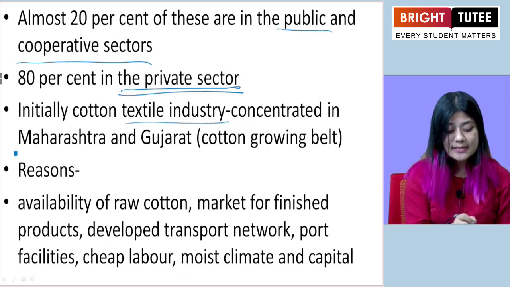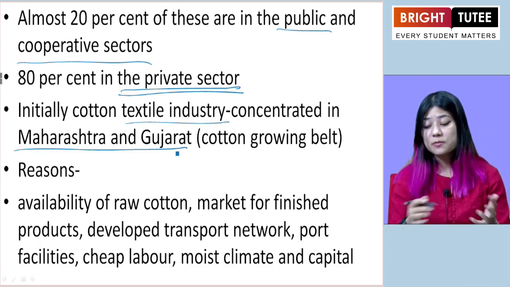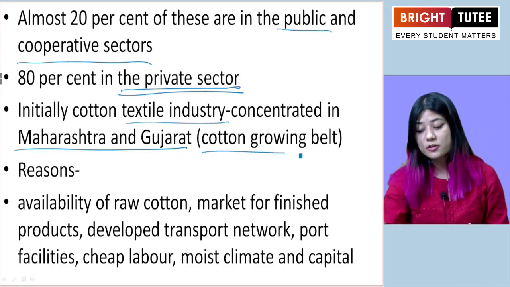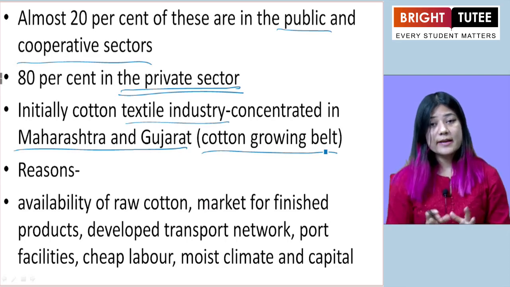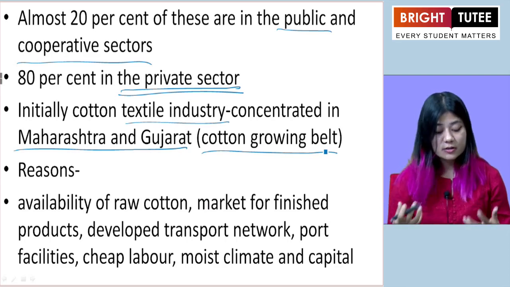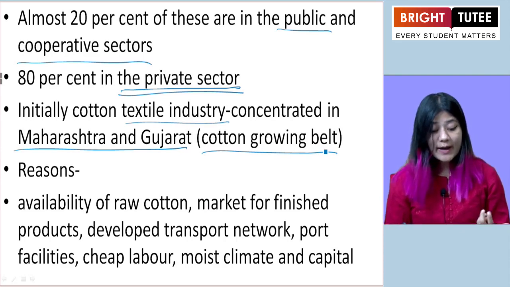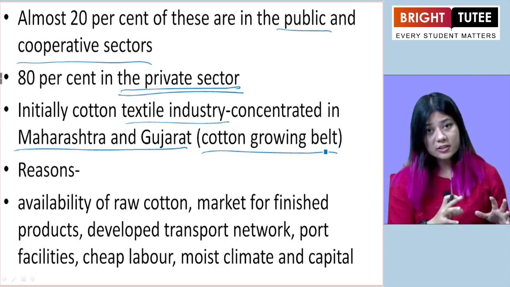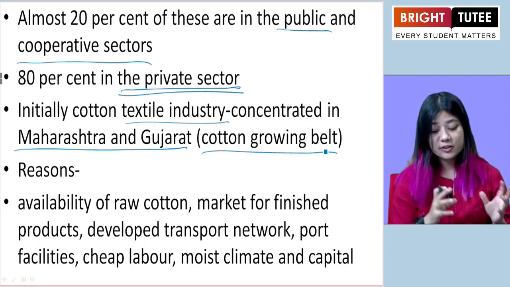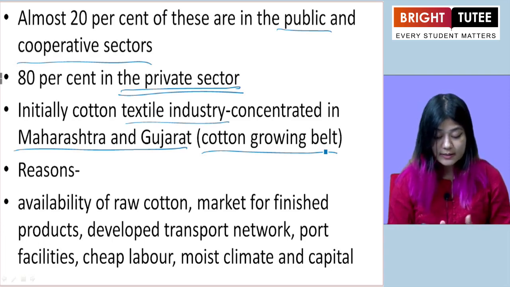Now, initially, the cotton textile industry was concentrated in some areas of our country, and these are Maharashtra and Gujarat. These are known as cotton growing belts. These are areas which grow cotton, a large quantity of cotton. Why were they only concentrated in Maharashtra and Gujarat? Let's look at some of the reasons.